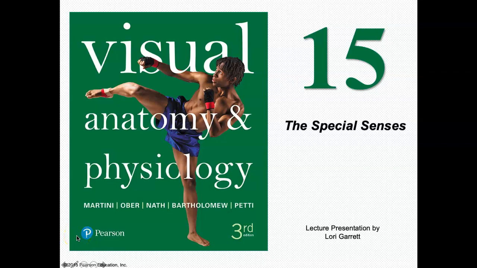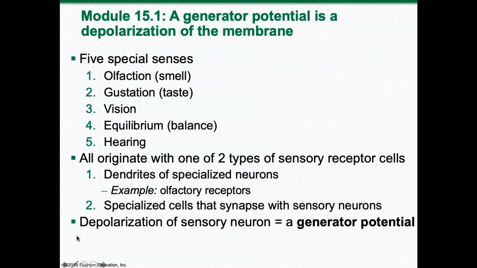The last chapter of the term is Chapter 15 on the special senses. There are 5 special senses: olfaction is smell, gustation is taste, vision, equilibrium is balance, and hearing. All originate with 1 or 2 types of sensory receptor cells.